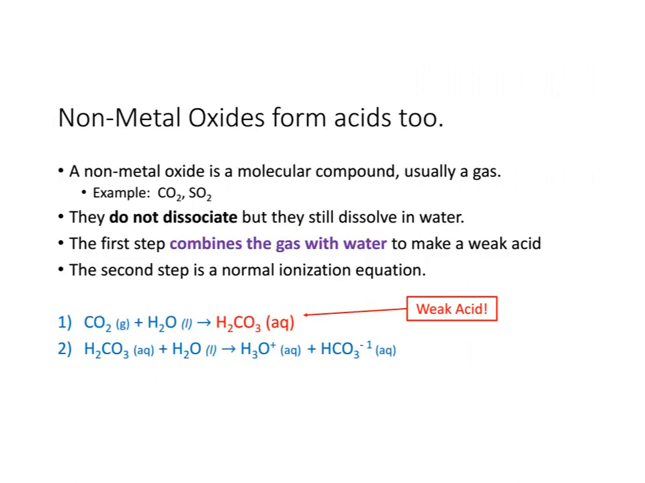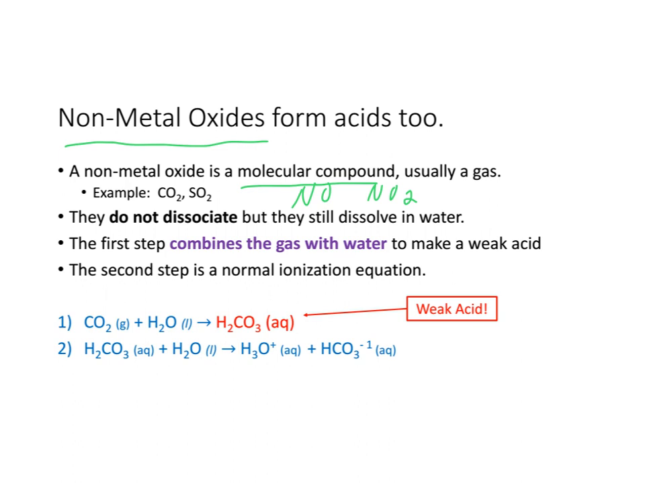ions. One last point I would like to make about weak acids, weak modified Arrhenius acids, is that they can form from what are called non-metal oxides as well. A non-metal oxide is a molecular compound, so anything on the right-hand side of the periodic table, and it's usually a gas. The example here is carbon dioxide and sulfur dioxide. Also, nitrogen monoxide or nitrogen dioxide will also react with water to produce hydronium.